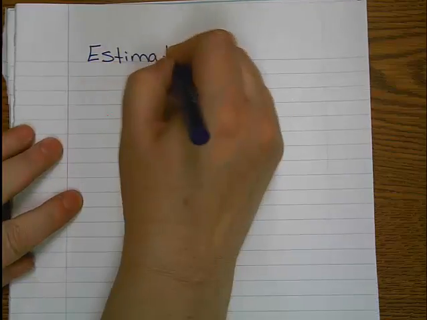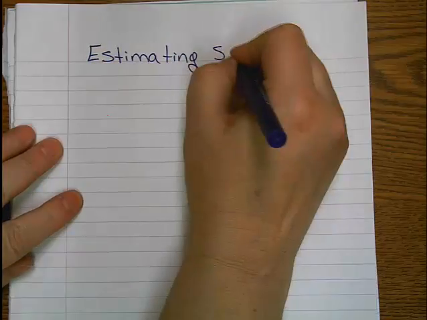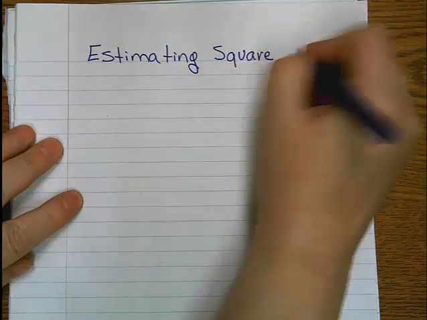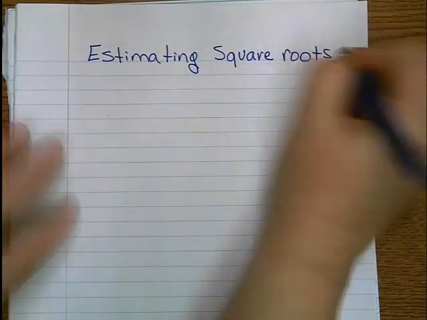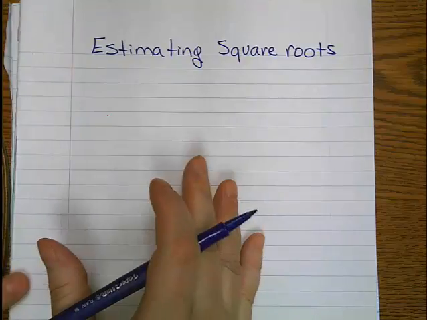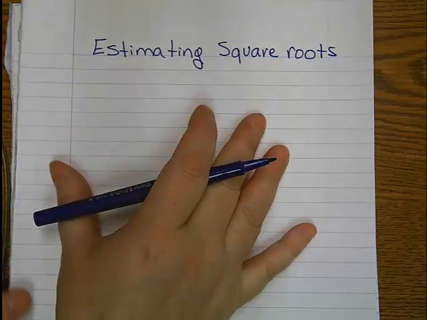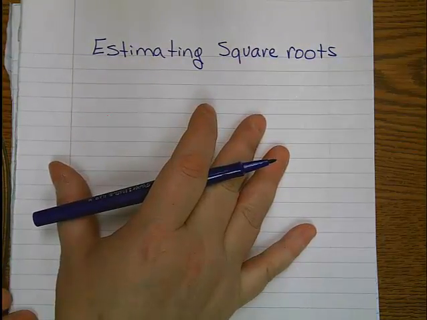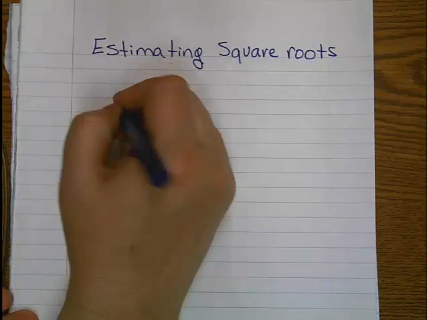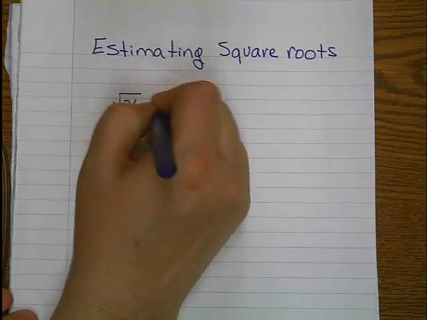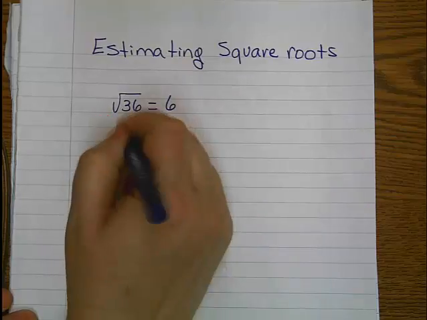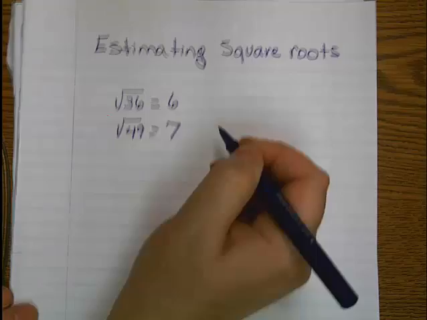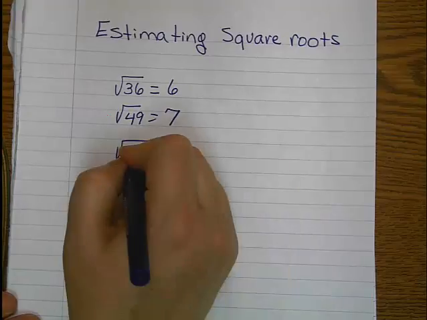Okay, so today we're going to talk about estimating square roots. The reason why we need to estimate square roots is because sometimes you'll be given a number that's not a perfect square. For example, we know that the square root of 36 is 6. We know that the square root of 49 is 7. But we don't know what the square root of 38 is.